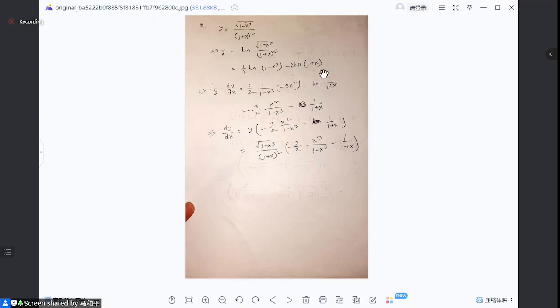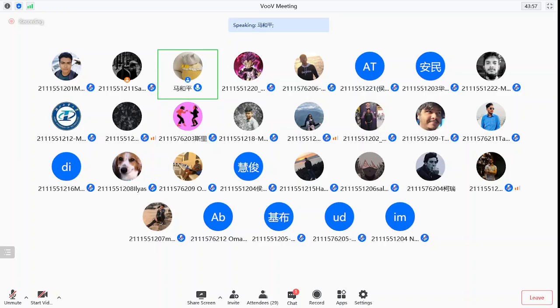Here, this is the ln. You wrote ln, but here it should be 2, number 2. And this is 3 over 2 negative x cubed, x squared over 1 minus x cubed minus 1 over. So your final answer is wrong.